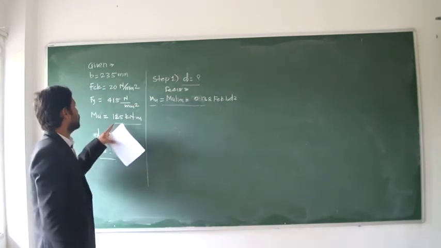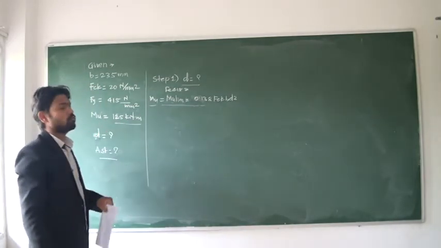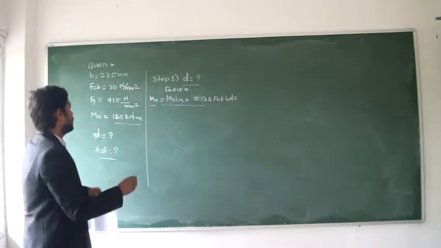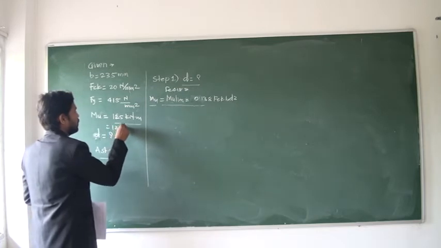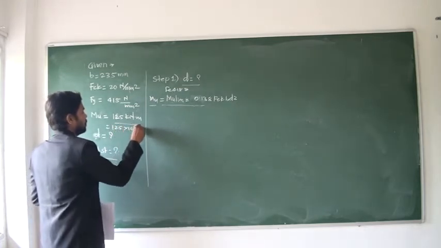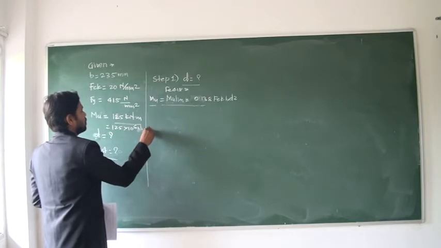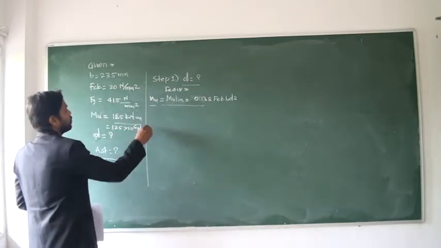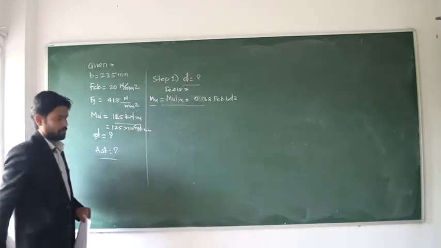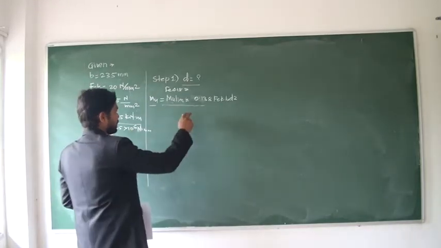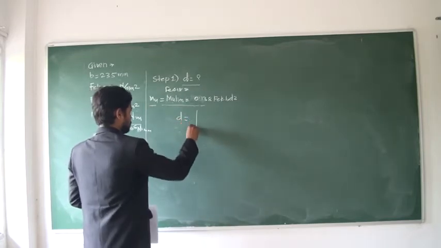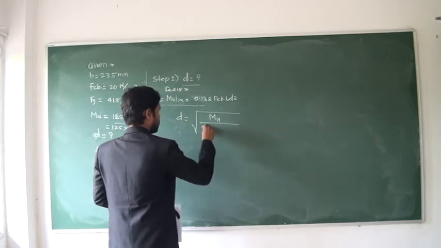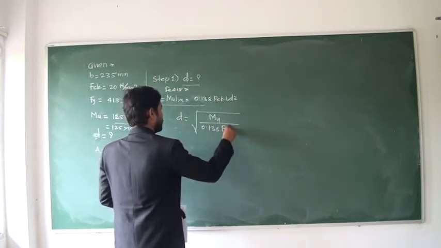So what is Mu? Mu is our factored moment 125 kilonewton meter. And all other values are in Newton per mm square. So this kilonewton meter I will convert into Newton mm. So 125 into 10 raised to 6 Newton mm. Kilonewton to Newton is 10 raised to 3 and meter to mm is 10 raised to 3. So total 10 raised to 6. Now if we rearrange it, we will get D is equal to square root of Mu divided by 0.138 FCK B.